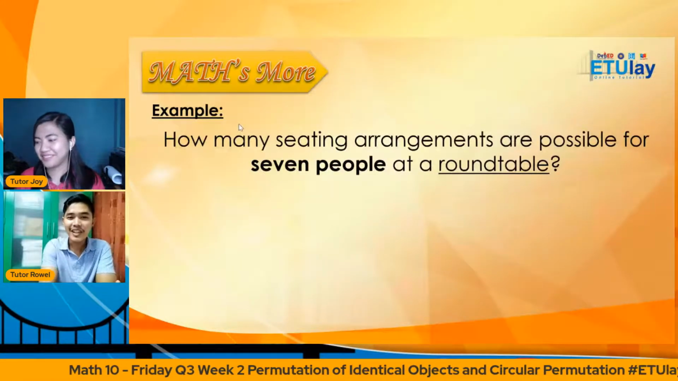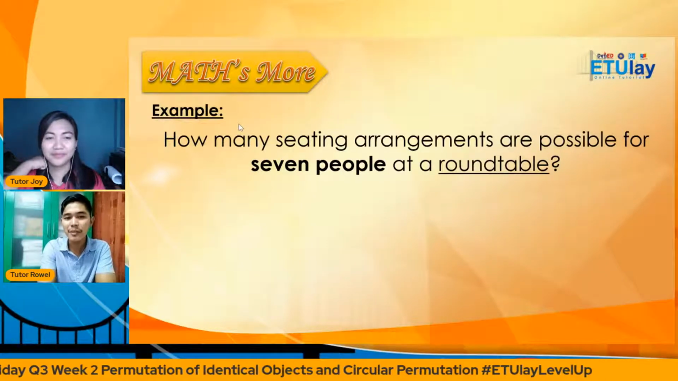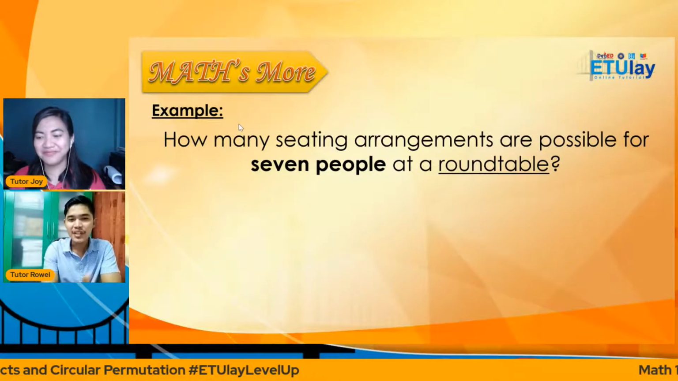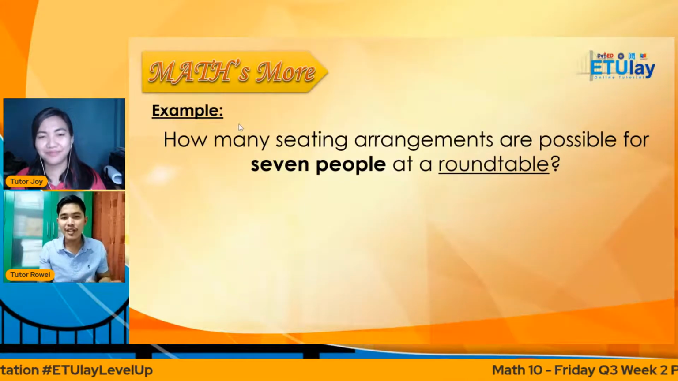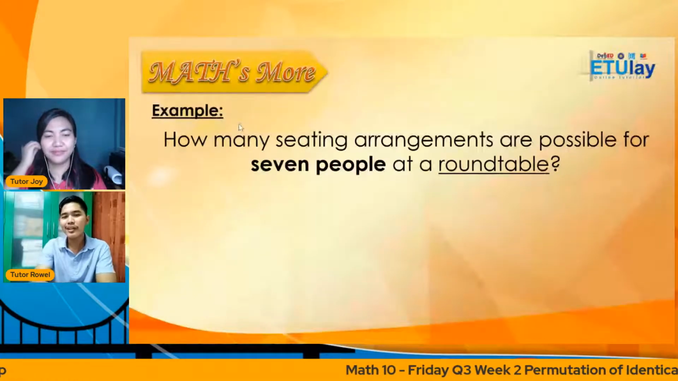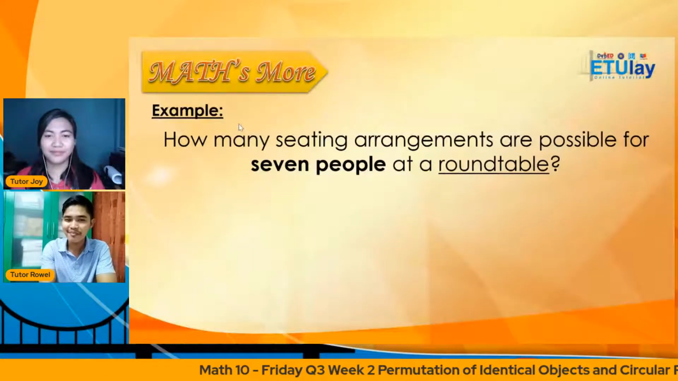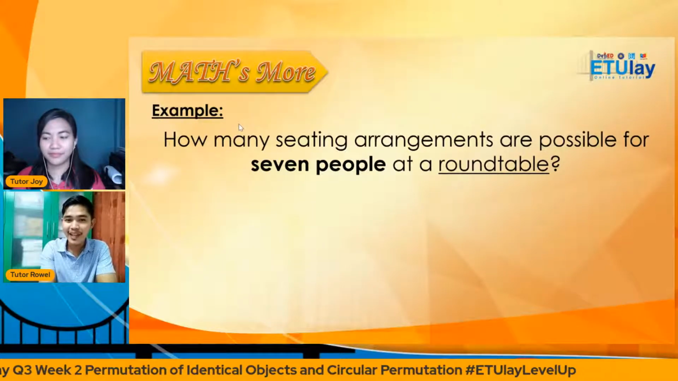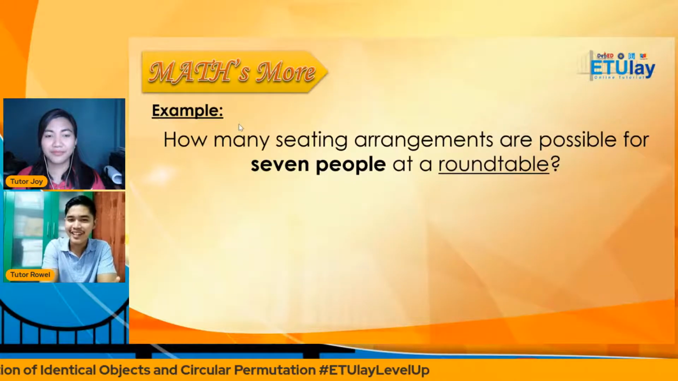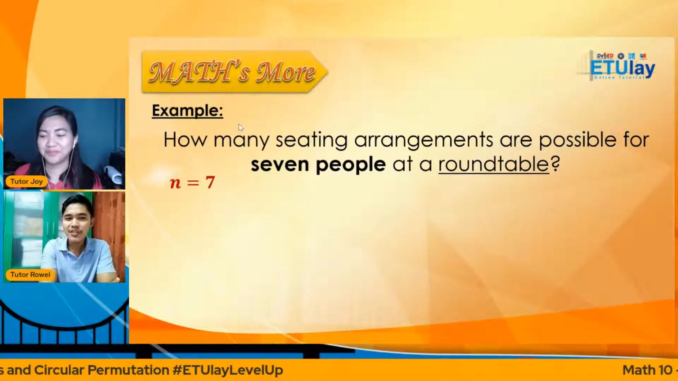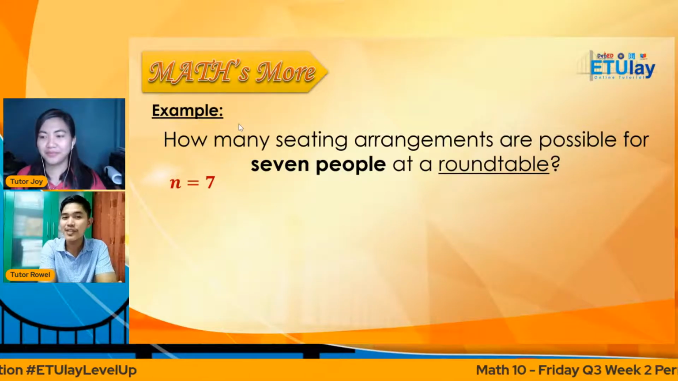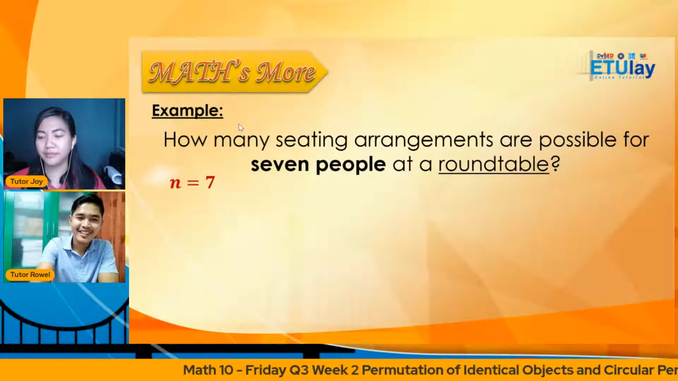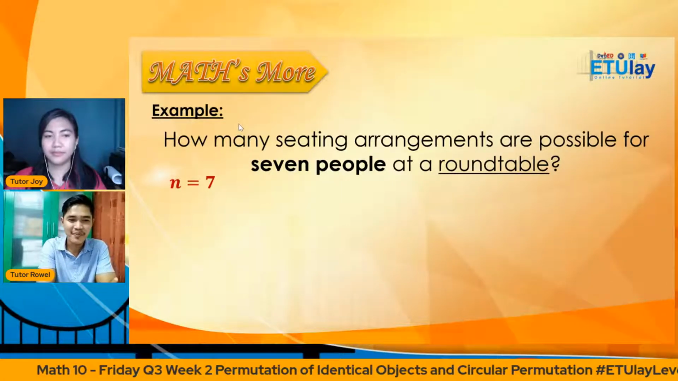Mathletes, how many seating arrangements are possible for 7 people at a round table? So, sa round table, halimbawa, location, may 7 seats. It will be assigned to 7 people. Ano kaya yung possible number of arrangements para sa kanila? Sige, ilan yung n natin dyan? Kung may 7 people, our n is 7. Sige nga, mathletes. Kung we have 7 people na i-arrange sa round table with 7 seats, ilan kaya yung number of arrangements? Sige nga, try tayo mag-solve.